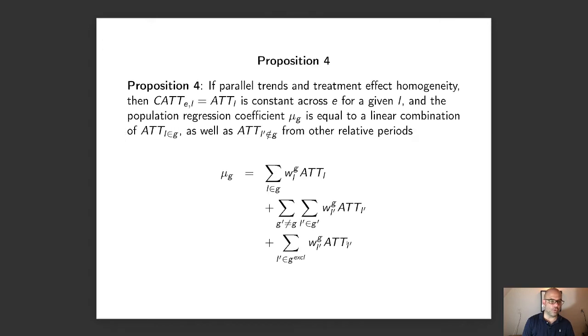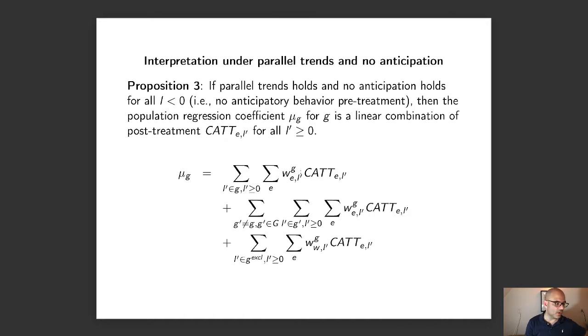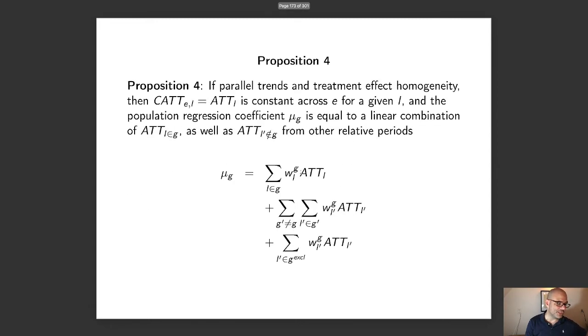So what about proposition 4? What if you have parallel trends and treatment effect homogeneity, but you don't have no anticipation? Well, if you require treatment effect homogeneity, the main thing is you don't get the C anymore because there's no cohort-specific average treated on the treated. There's just a T+1 average treated on the treated, a T+2 average treated on the treated. But that's still not enough.